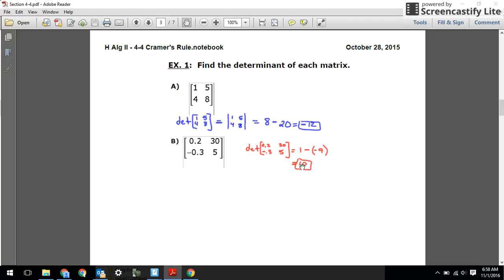The determinant of this matrix, 0.2 times 5 is 1, 30 times -0.3 is -9. Just watch out here for sometimes with these double negatives, 1 minus a -9 would actually turn out to be a +10.